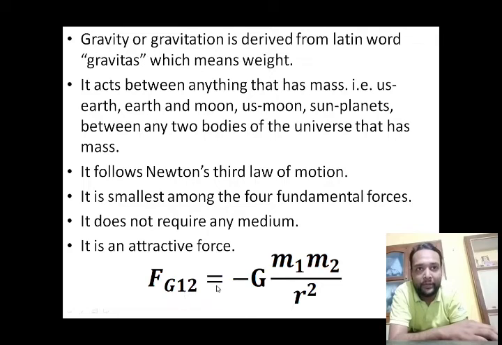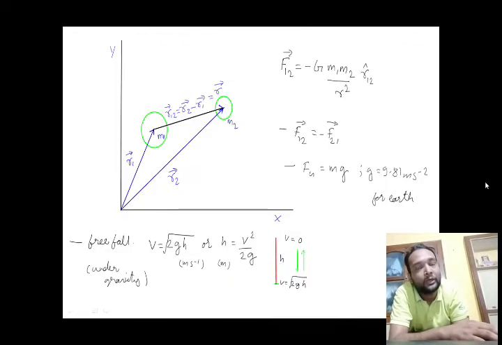Now between any two bodies 1 and 2, the gravitational force acting between them is minus of capital G into m1 into m2 by r square, where capital G is the gravitational constant, m1 and m2 are their masses, and r square is the square of the distance between the two bodies. Now this can be seen in this graph, this rectangular coordinate system. This mass m1 is located here, the mass m2 is located here. Now the center of gravity of mass m1 is this and the center of gravity of mass m2 is this. This is the center of this sphere.